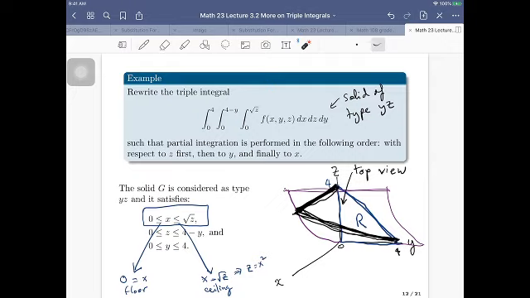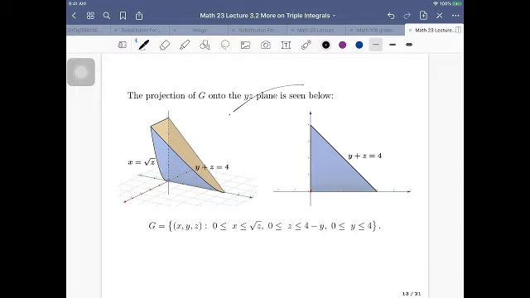Okay, what was the problem again? The problem is you want to rewrite this integral with dV replaced with dz dy dx. Okay, so that means that you will be integrating with respect to z first, and that means that the projection will be onto the xy plane. So we are treating this as a solid of type xy.